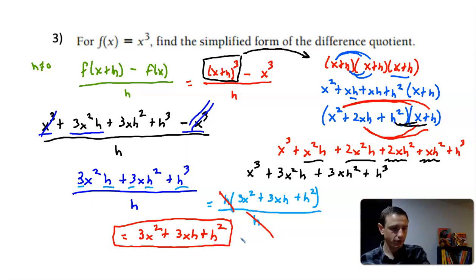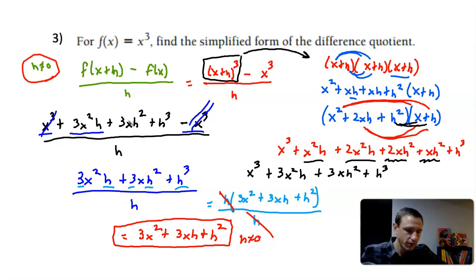And the note we made earlier, h is not equal to 0, right from the start because h was in the denominator, so that's something to keep in mind. But there it is, the simplified form of the difference quotient for x to the third.